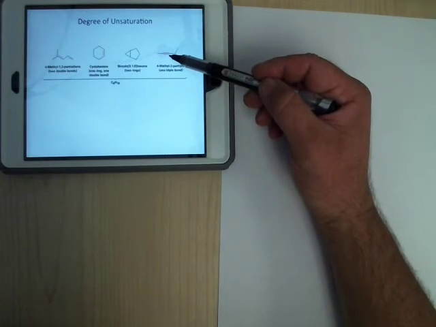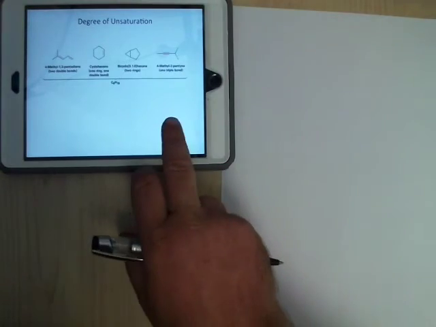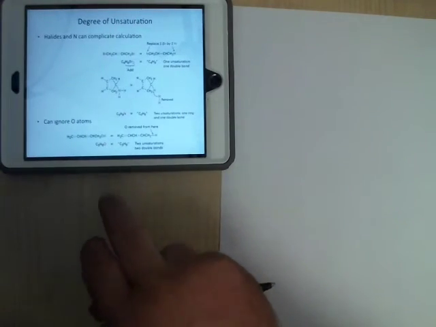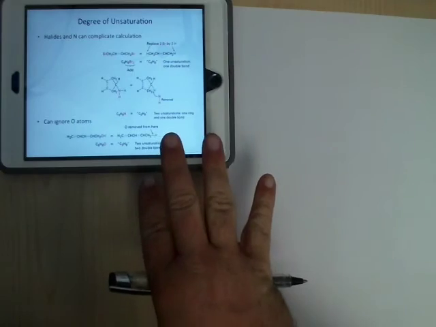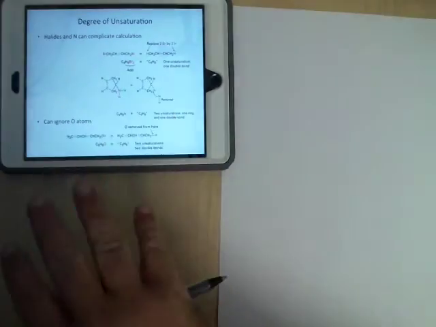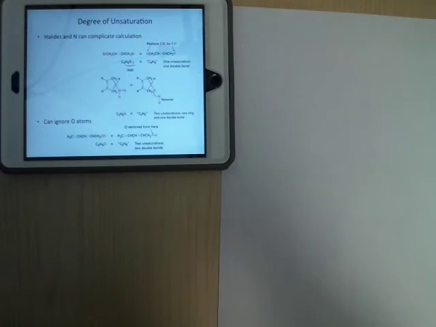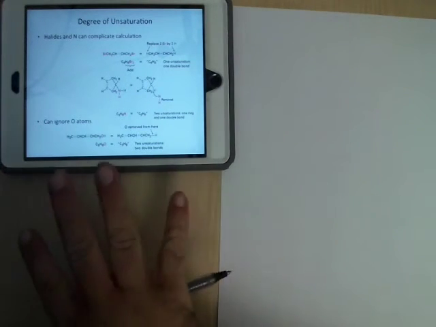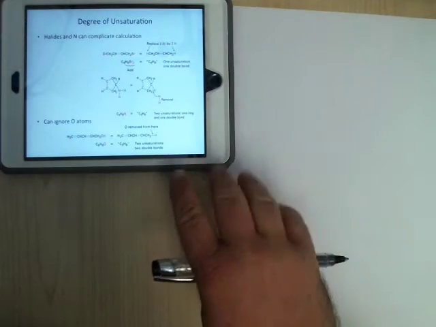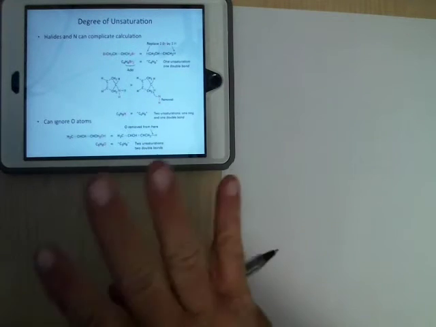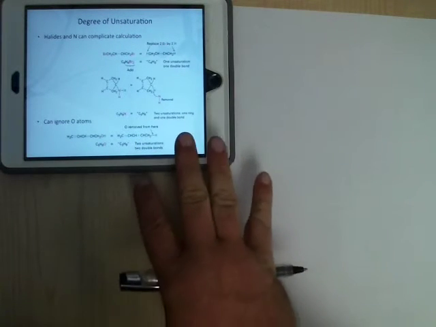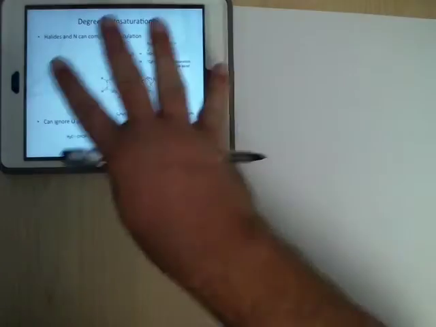So the second and the third bond on there are both pi bonds. Okay, so like that. We can come in here and look at this, and halides and nitrogens kind of complicate the situation. Stuff like that, and you can ignore oxygens in this calculation. There are some quirks as to why, but really you can go through this.